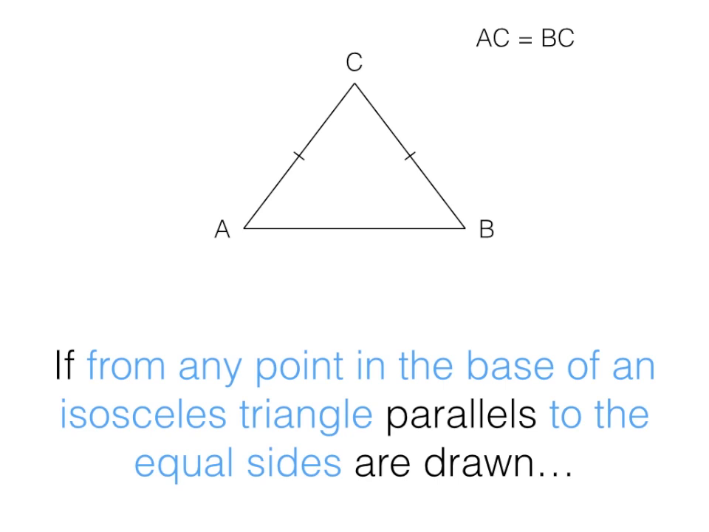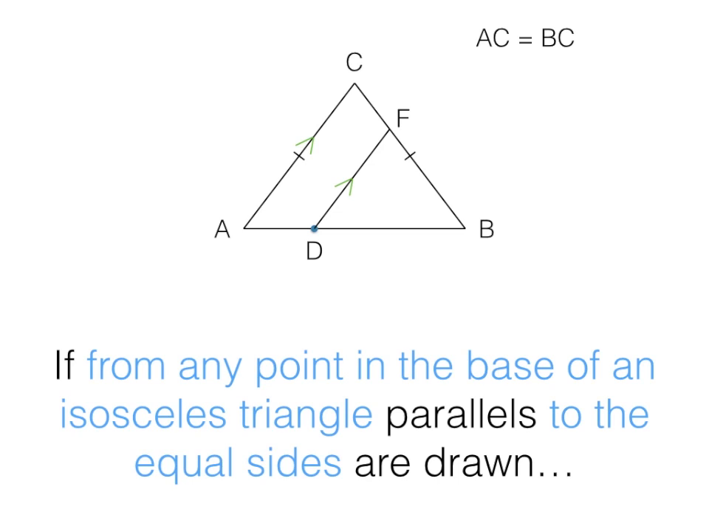We need an isosceles triangle if we're going to do any of this at all. So we got this isosceles triangle ABC, where AC and BC are the two equal sides, and AB is the base. That's the base of the isosceles triangle. So we got that part. And now we've got a point in the base. D is the point in the base of the triangle. And then once we have that, what does it say? Parallels are drawn to the equal sides.